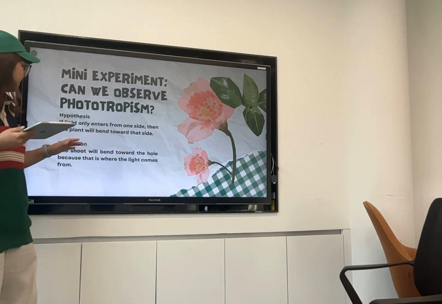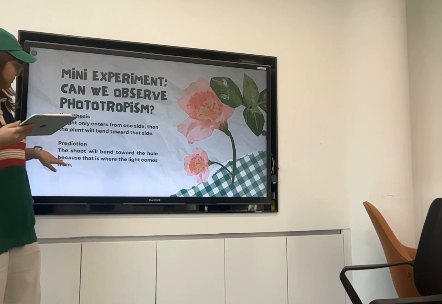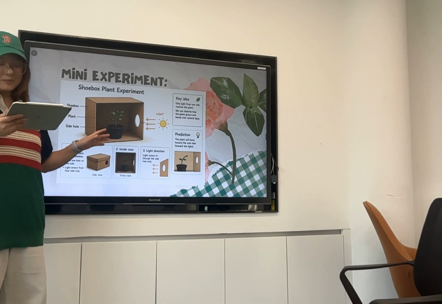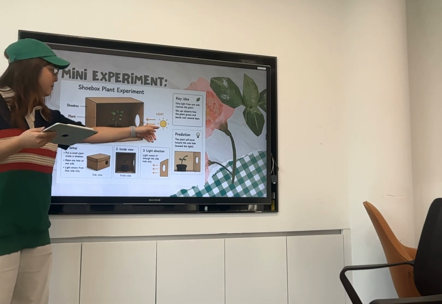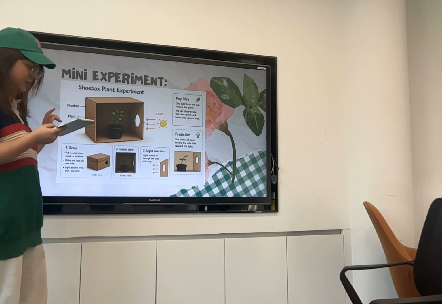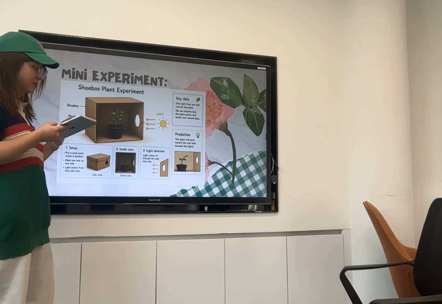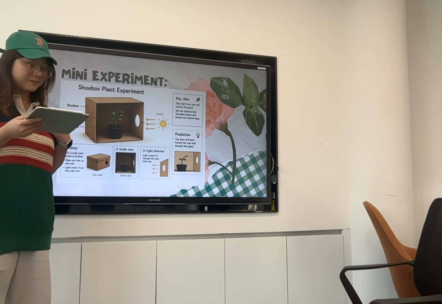The setup is also simple. We put a small plant inside a shoebox. Then we make one hole on one side of the box. Light can only come through this hole. And the prediction is that the shoot will bend toward that hole, because that is where the light comes from.